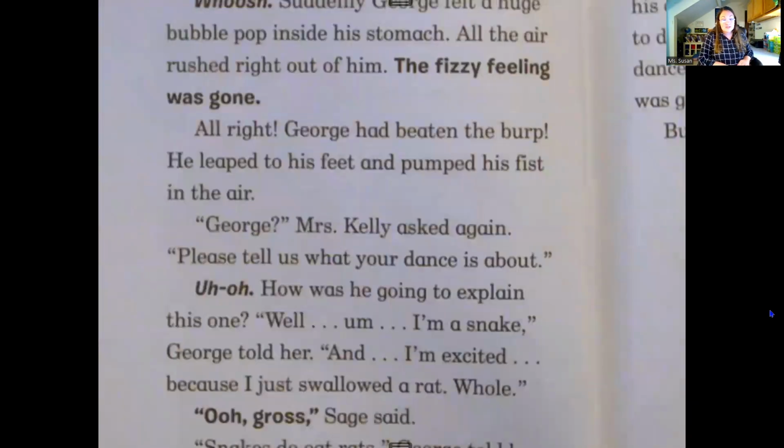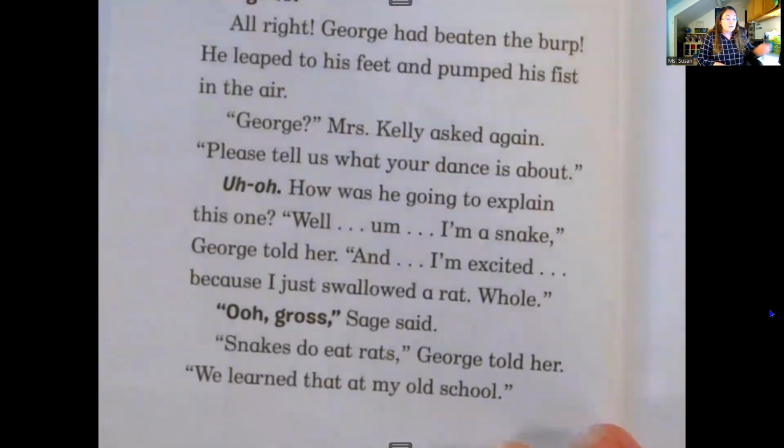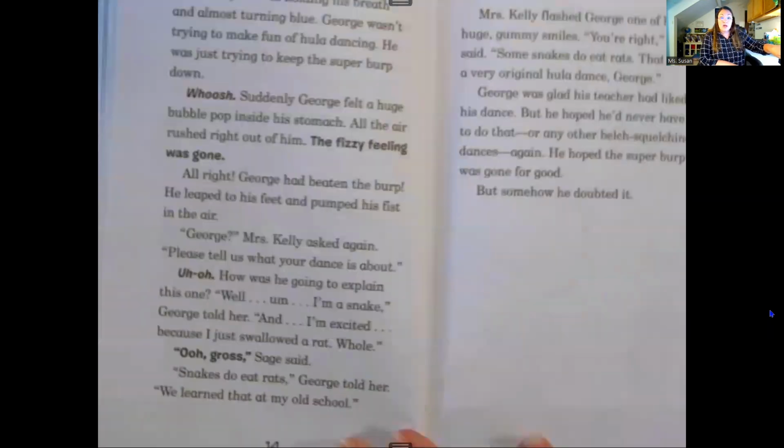Okay. Snakes do eat rats, George told her. We learned that at my old school.